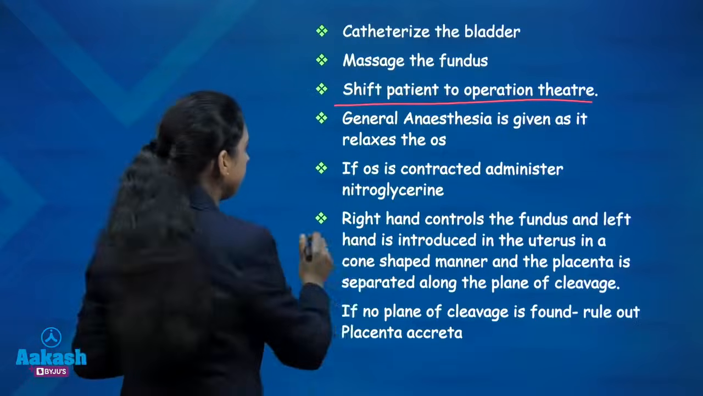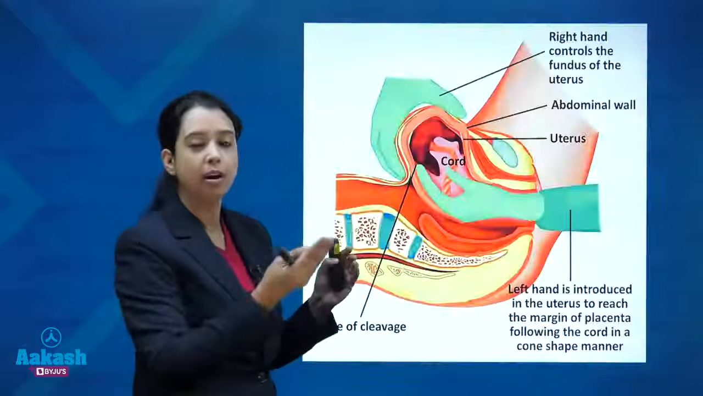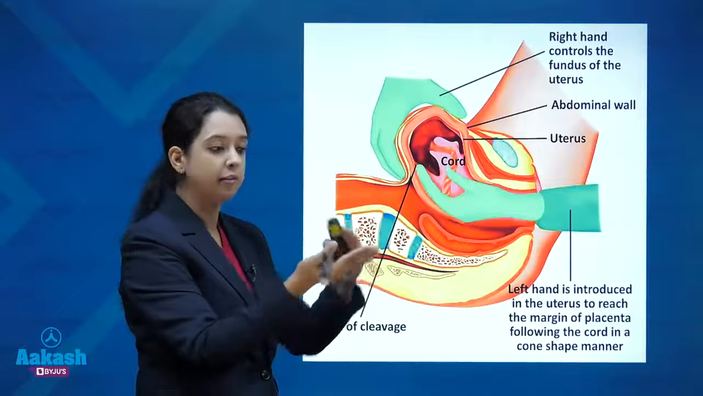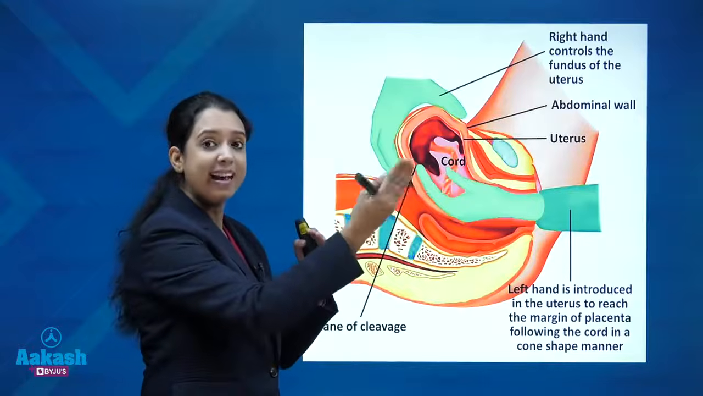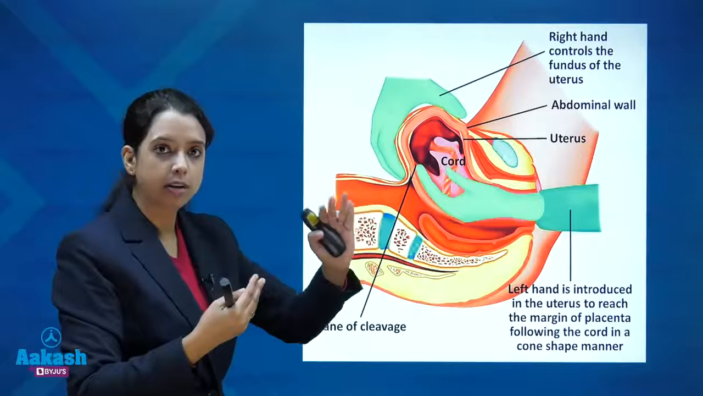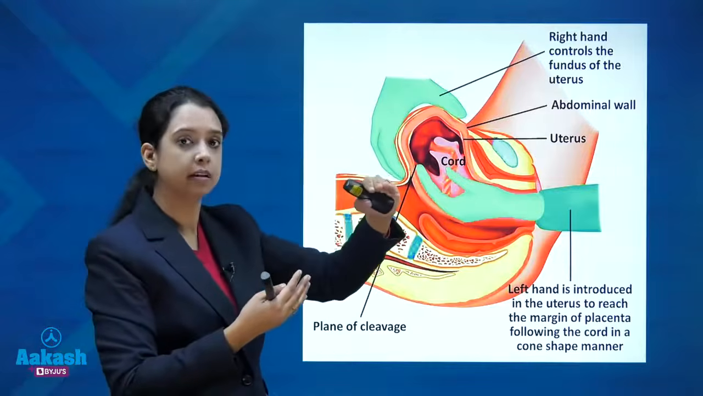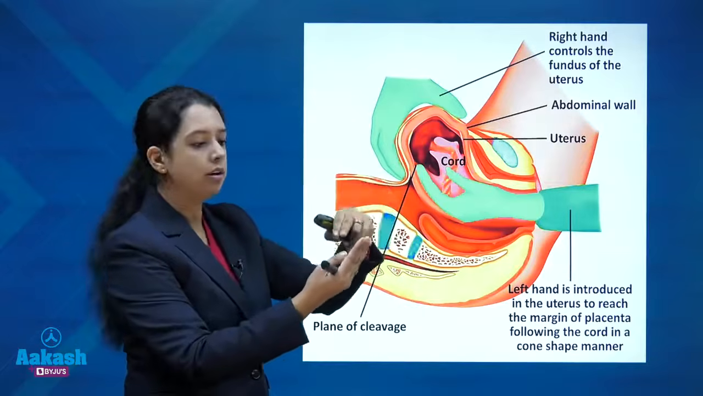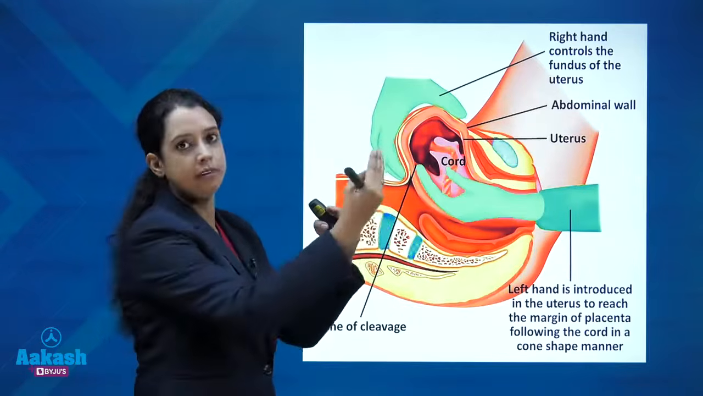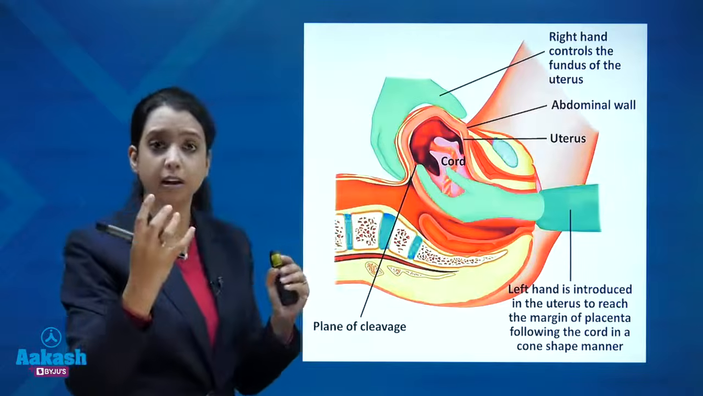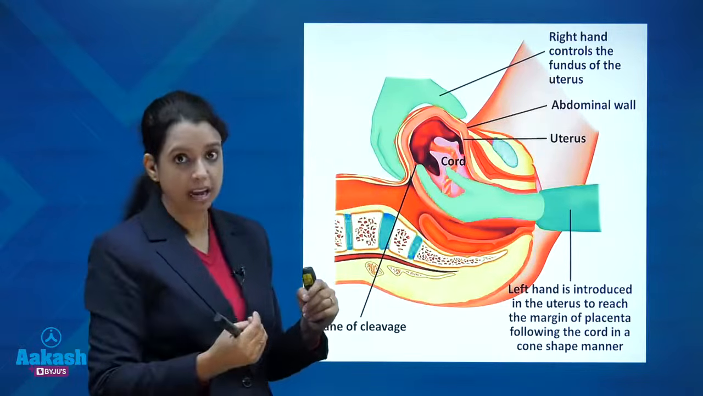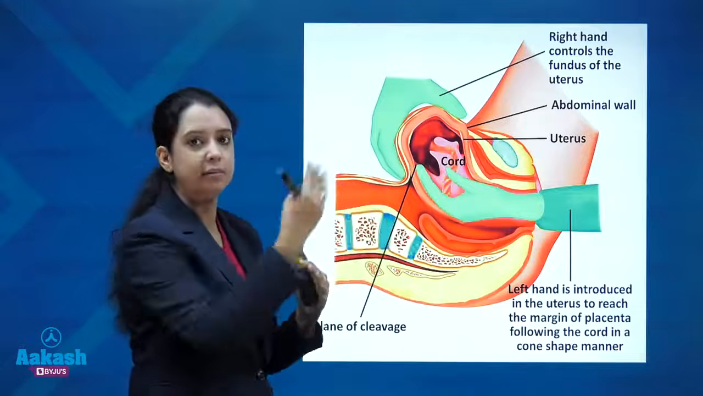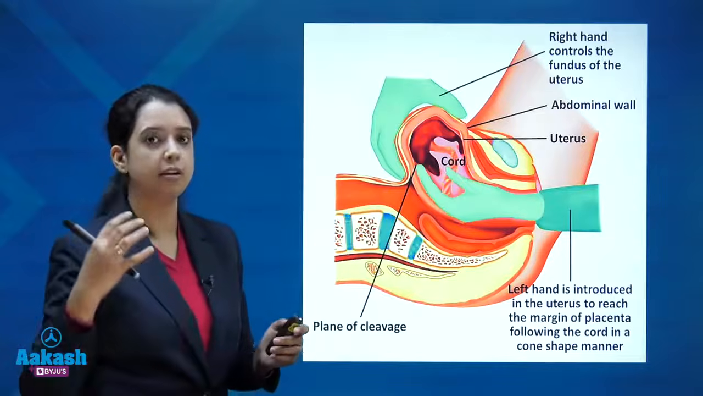And how is it done? You will introduce your right hand and try to find a layer between the placenta and the uterus, and in a slicing manner with your palm forwards, you will slice the placenta from the uterine wall. Important, your left hand will be resting on the fundus, because with your left hand you will guide the fundus towards the right hand. You will not make your right hand move to reach the fundus, because at this time the uterus is so soft that even your hand can perforate the uterus. So your left hand will guide the fundus towards your right hand, and in a slicing manner you will remove the placenta, which is the definitive treatment.